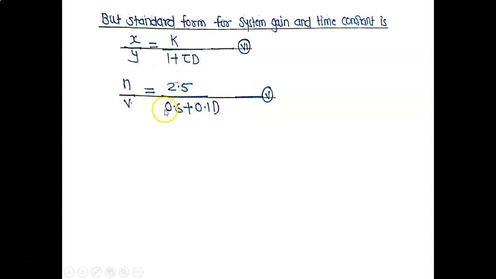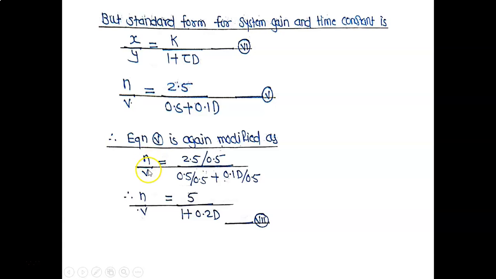Therefore, here in the denominator we will obtain the value 1. To obtain the value 1, we have to divide numerator and denominator by 0.5. Therefore, N divided by V is equal to 2.5 divided by 0.5, divided by 0.5 divided by 0.5 plus 0.1 D divided by 0.5. Therefore, by simplification, we are getting N upon V is equal to 5 divided by 1 plus 0.2 D.